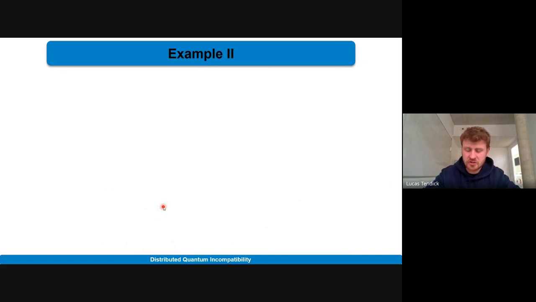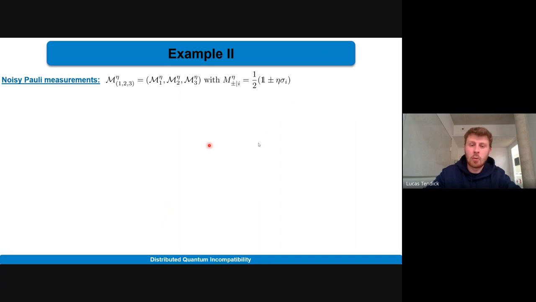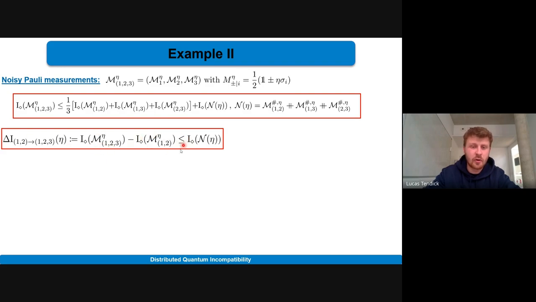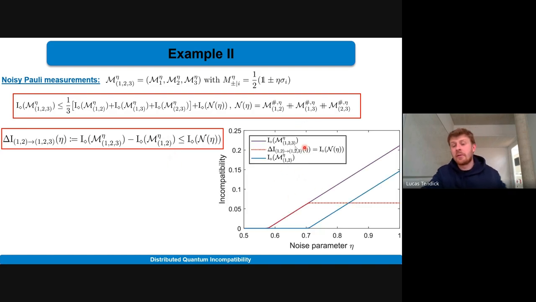Let's come to the second example, which is about this incompatibility game. We look again at noisy Pauli measurements, and we look at this inequality, respectively, this one for the incompatibility gain. This is just what I introduced before on the other slide. Here it is just the difference between the incompatibility with three measurements and what I already had with measurements one and two. And we get again a similar plot. The purple and the blue line did not change, except that the blue line was scaled before with a factor of 2/3. And the red line is what we have due to the presence of this N.